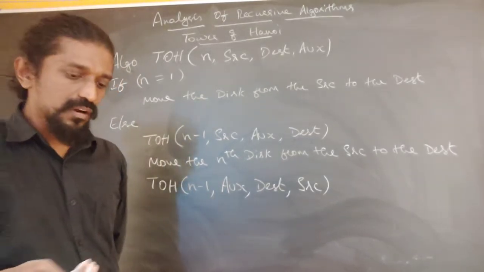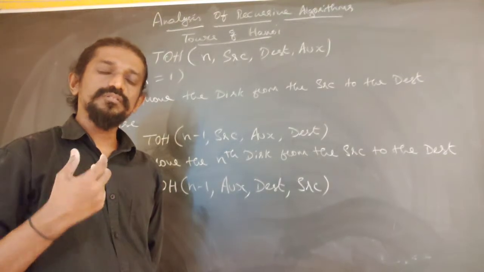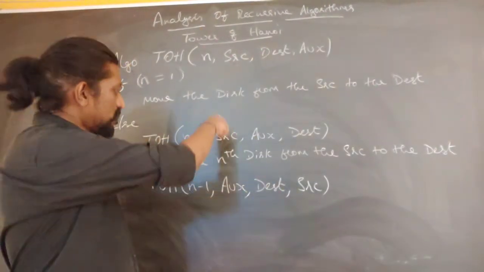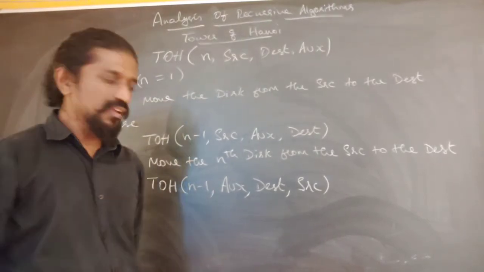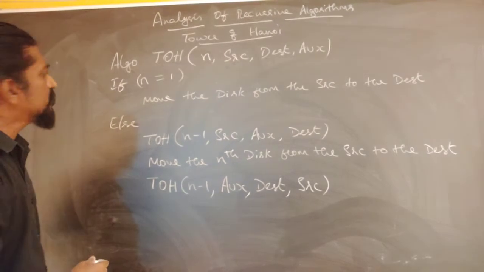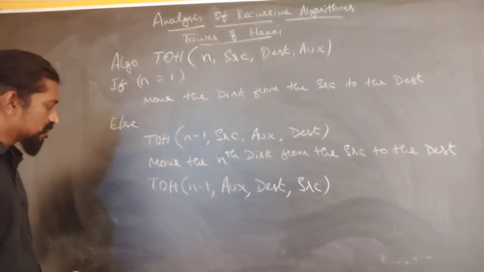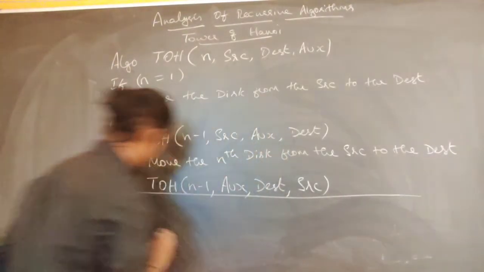And the third step is, we will write a recurrence relation for this particular recursive algorithm, and we will solve that recurrence. Okay, so that is how we are going to find the order of growth, that is the time efficiency of the tower of Hanoi algorithm. So how are we going to analyze?